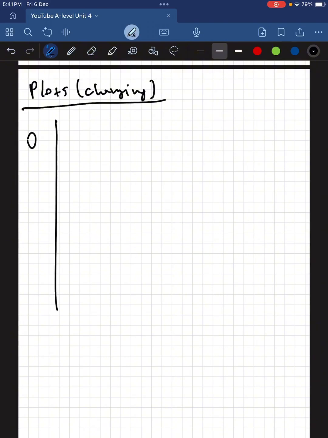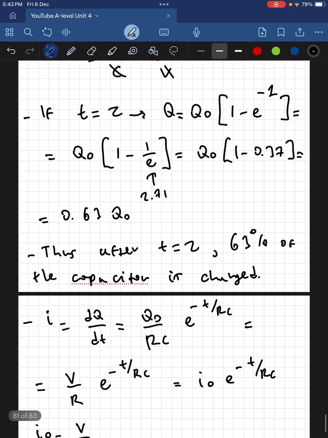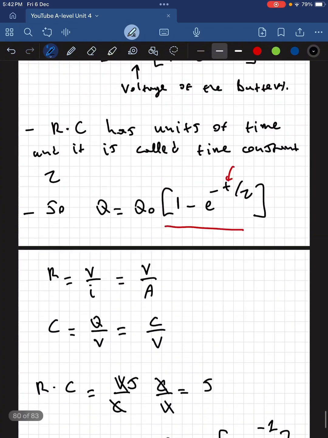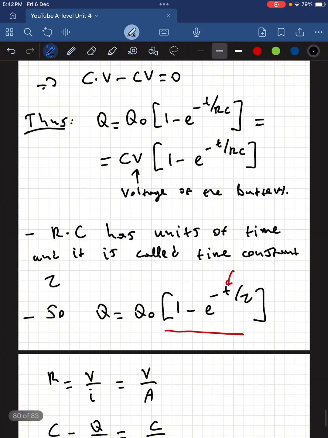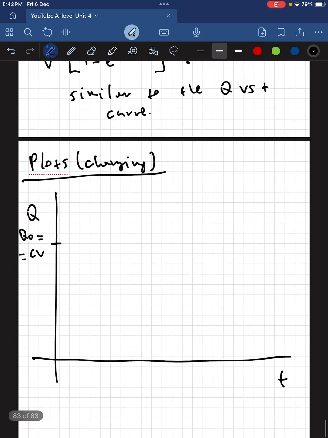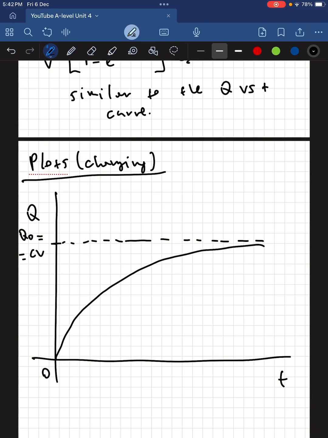So let's start with the Q versus T. We said that this is Q naught, which is equal to CV. Sorry, I got confused now. Yes. So this is the final value of the charge in the capacitor as we charge it. This is 0, and this is the form of the curve.